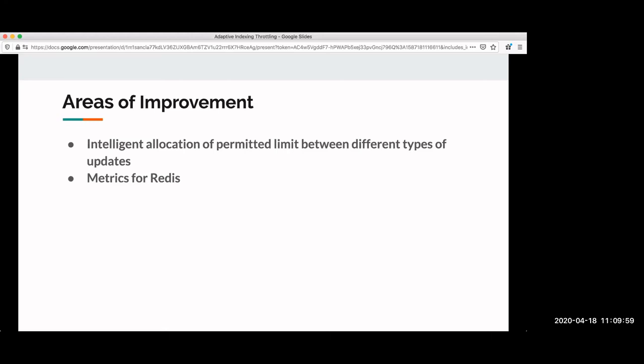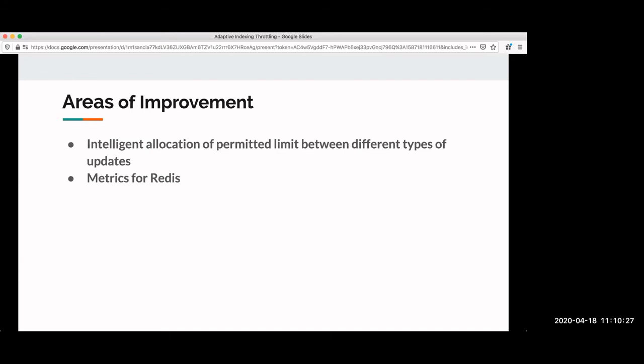Now I have discount updates, inventory updates, catalog updates, and coupon updates. How do I divide this 1000 limit between these four? That's where we built a very rudimentary system. We said, look at the number of pending messages in each queue and look at the static priority list we have given you, and then figure out how to divide this 1000 limit between these four kinds of updates. So that's what we do today.